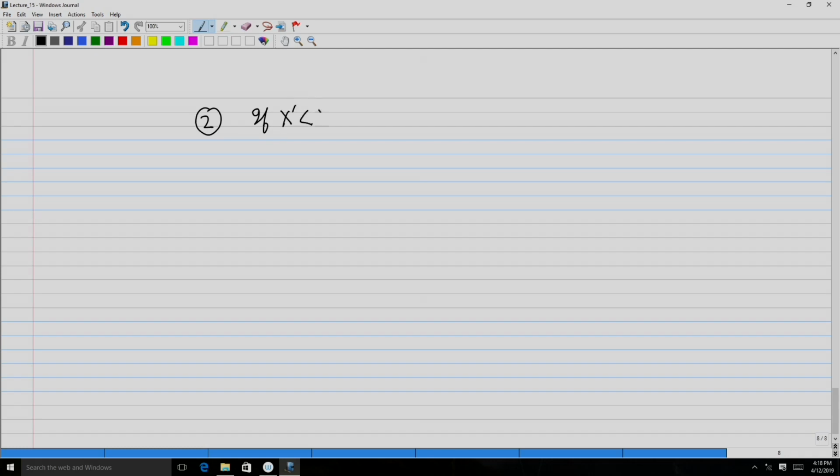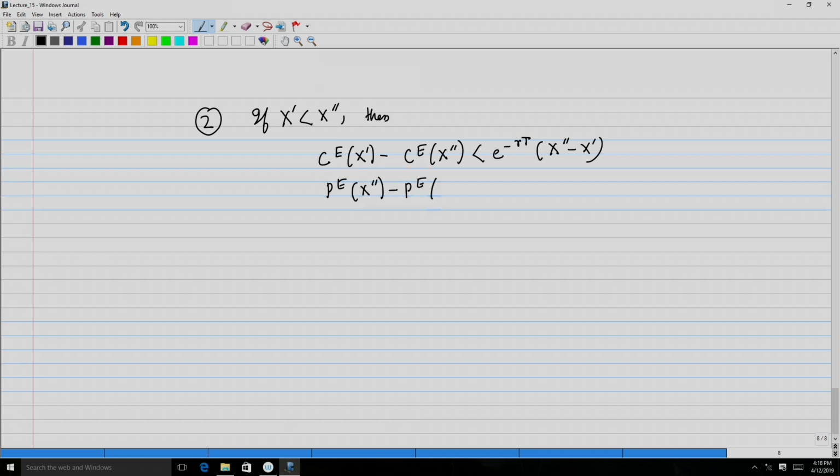If x prime is less than x double prime as before, then Ce of x prime minus Ce of x double prime is strictly less than e raised to minus r t into x double prime minus x prime, and Pe of x double prime minus Pe of x prime is strictly less than e raised to minus r t into x double prime minus x prime.